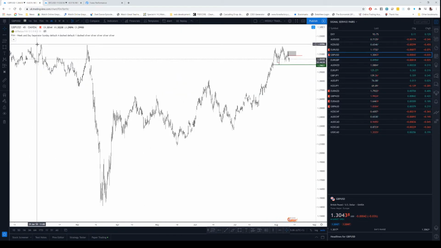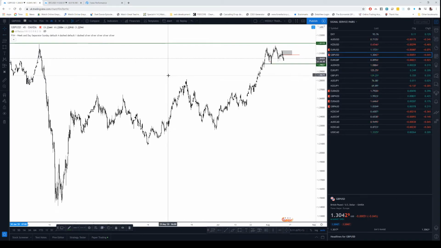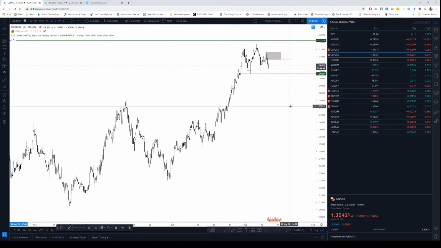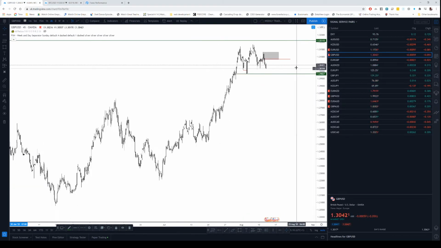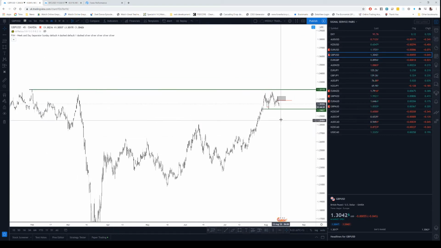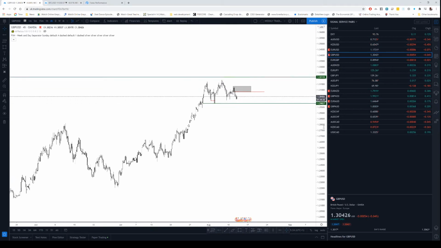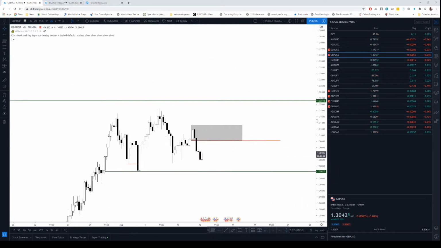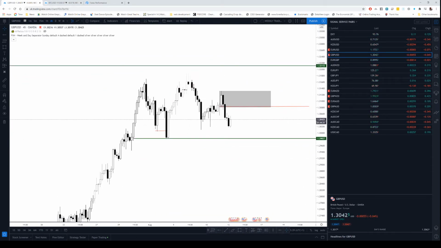Ideally I wanted this equal high to be run first, that's my personal preference, but I'm going to show you something later on. I'll leave that for later. So if we do get price to come up here, then we look for another sell for a continuation to the downside.